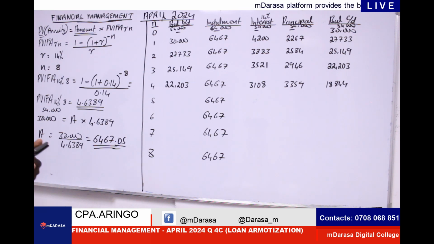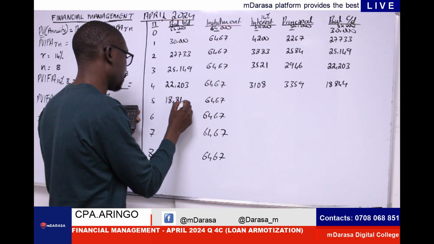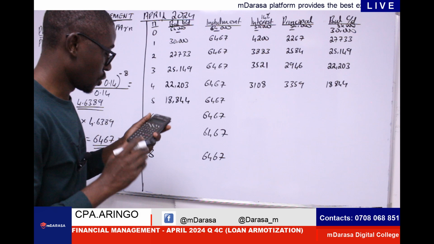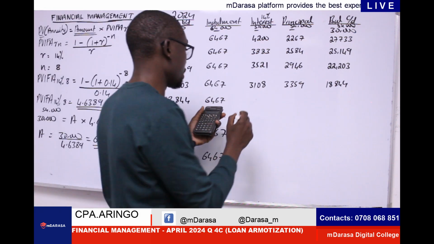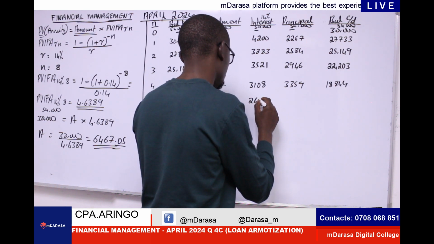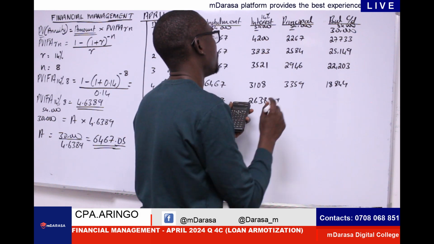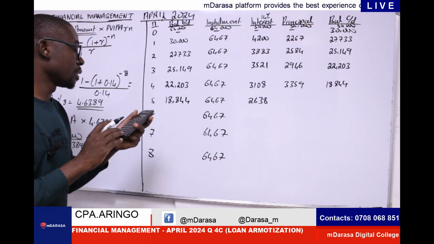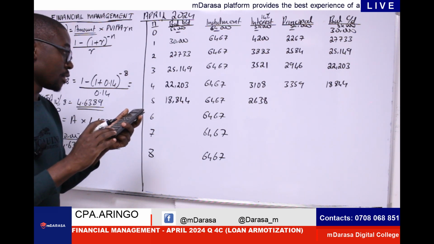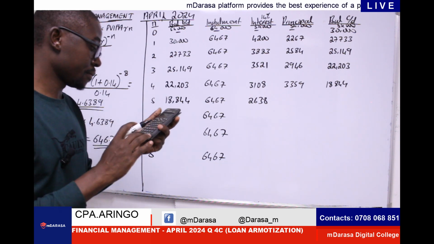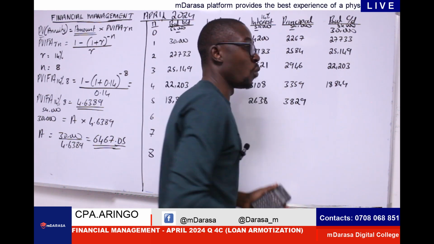So after that case, now that will be our opening here, 18,844. So I'll be having times 0.14 to give us 2638, and my principal value therefore will be 6467 minus 2638 to give us 3829. What will you realize here?